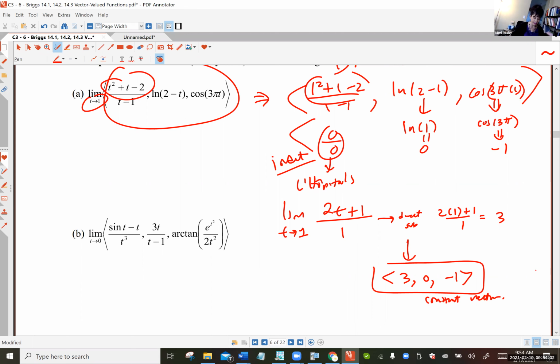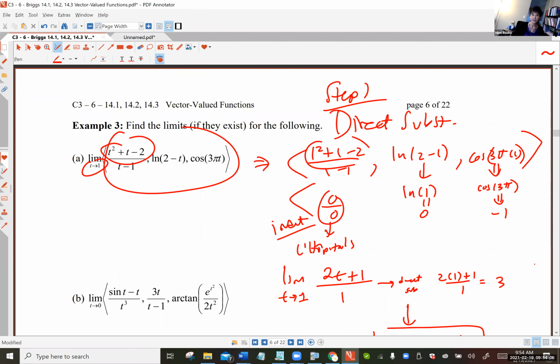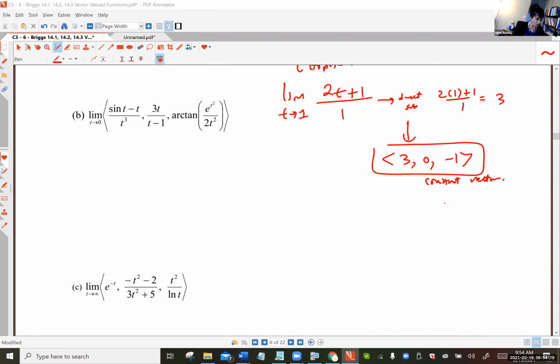Any questions on letter A? This is an introduction to limits of vector valued functions. Not too hard. Okay, we'll move on. Letter B, check out this baby. I'm going to do each of these components separately just because that's usually how I like to work.